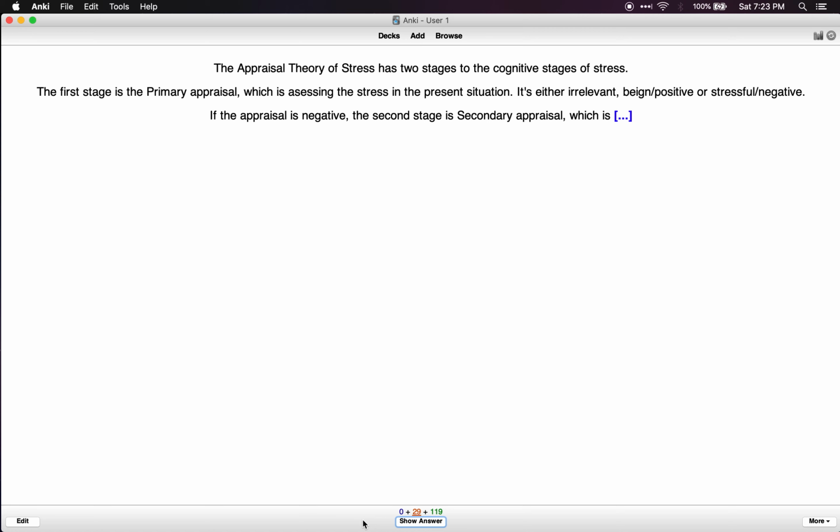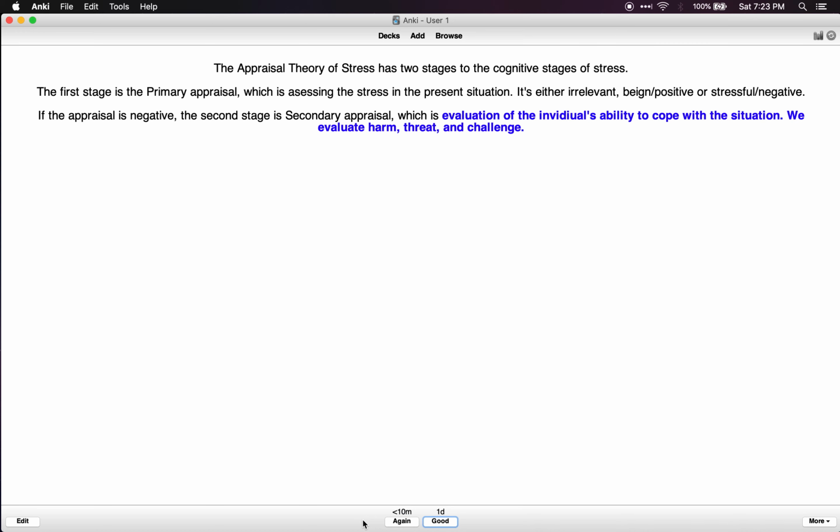The appraisal theory has two stages of stress. If the appraisal is negative, the second stage is secondary appraisal, in which we assess our body's ability to cope with the stress, its level of danger, and how much of a danger it is.